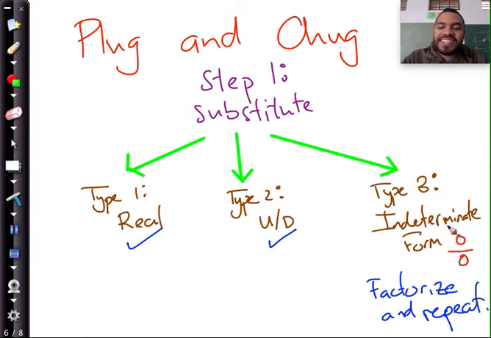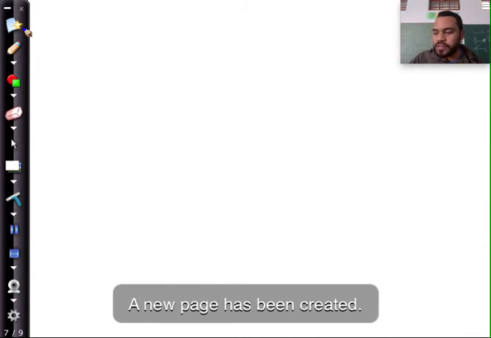If you have an indeterminate form, you factorize, you cancel out, you then substitute again. If you still have 0 over 0, you factorize again, cancel out, and substitute again until either it's real or it's undefined. If it's undefined, it means it tends towards infinity, or if it's real, it gives you an actual value. So let's look at a quick example.